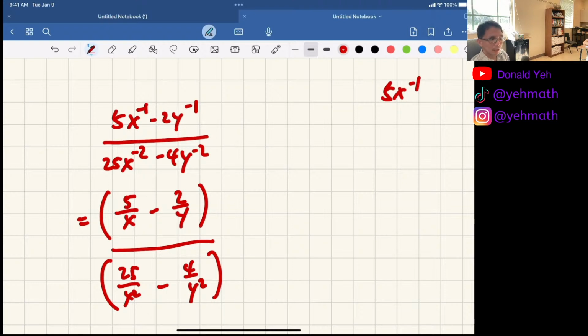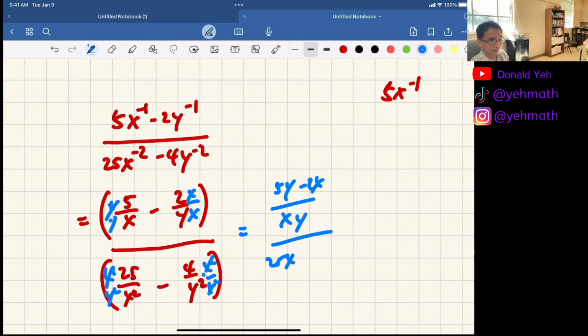Okay? Then what you need is to combine fractions, because the parentheses told you that you're supposed to combine this first. And if you combine this first, you're going to multiply this by x over x, and this by y over y, because you need a common denominator. You also need an x squared over x squared here. You need a y squared over y squared here. So that's equal to 5y minus 2x over xy, over 25y squared, I think, minus 4x squared over x squared y squared. Any?